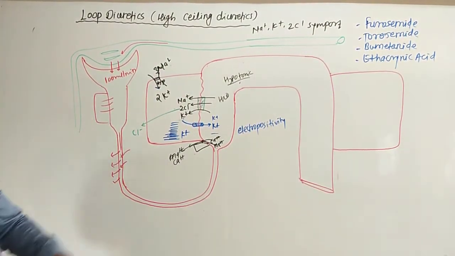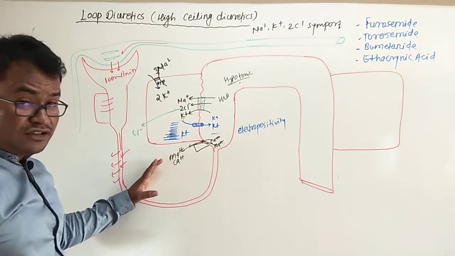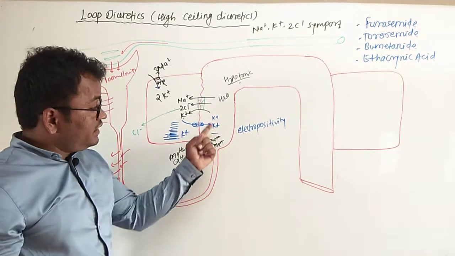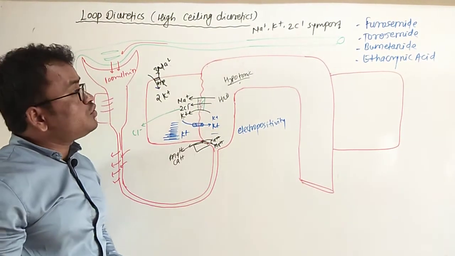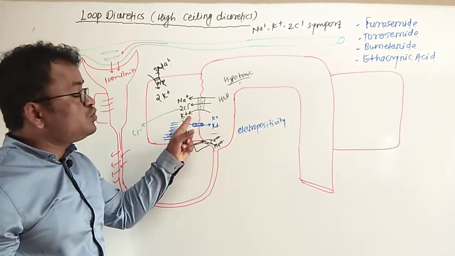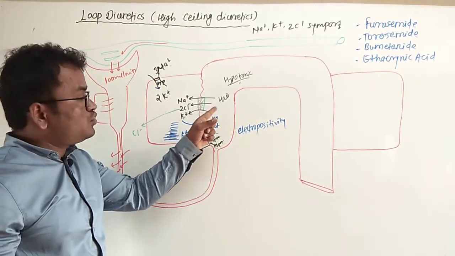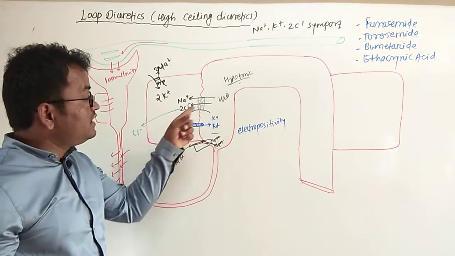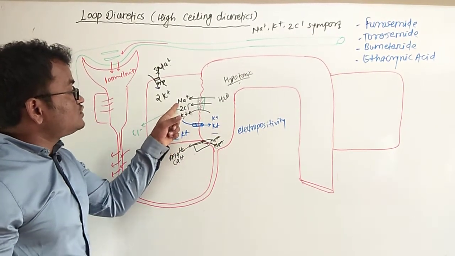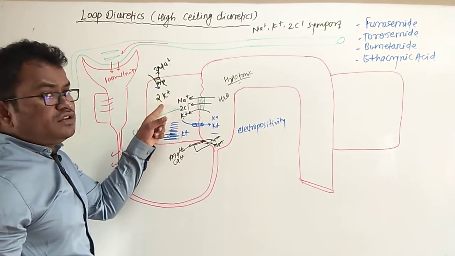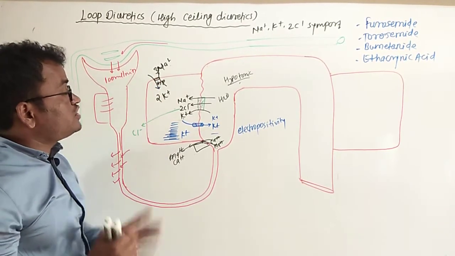So what is the normal physiology? The filtrate comes into the thick part, where there is a transporter which transports sodium, potassium, 2 chloride, a symporter. It drags sodium, chloride and potassium from the luminal side into the cells, and from the cells this sodium is exchanged with potassium through the sodium potassium ATPase.